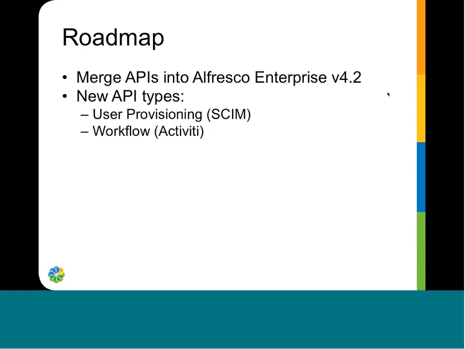So those will show up as two new API names. There will be Alfresco and CMIS, which are already there, and there may very well be a user or SCIM API, the name is TBD, but basically a set of user provisioning entity types, and then a workflow set of entity types as well.